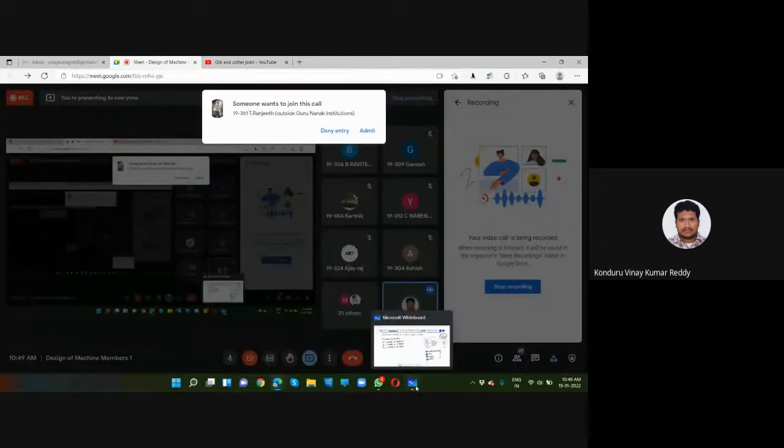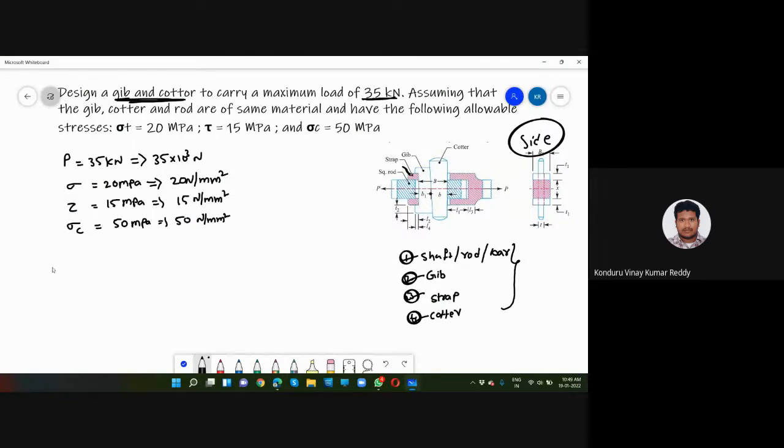Okay. Now let us try to solve this problem. In any of the joints problem, first step will be design of shaft or design of rod or design of bar. In this case, it is bar. Here, first one is nothing but the side of square bar. In the previous joints, we have determined it as diameter of rod, because it is a circular cross section. As it is a square cross section, I am writing it as x.